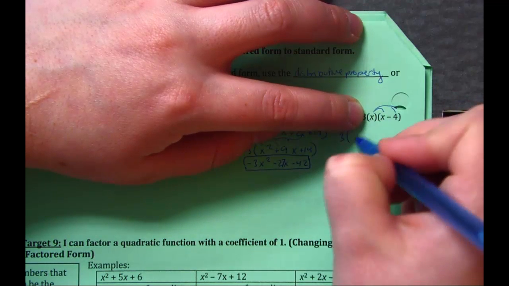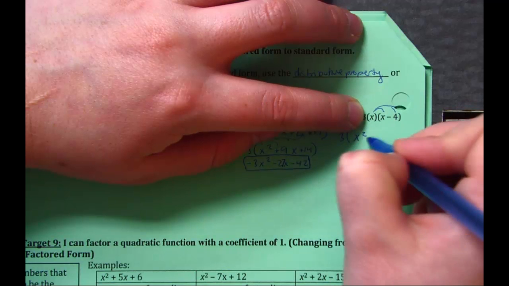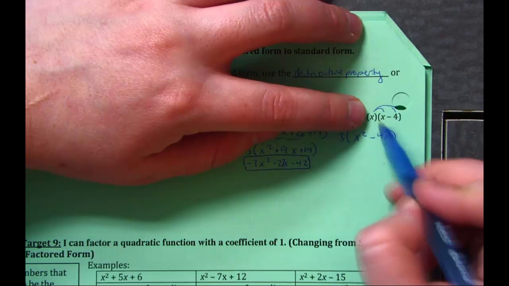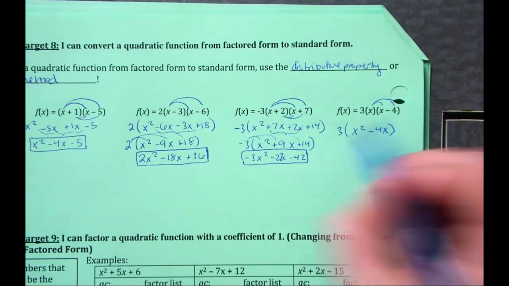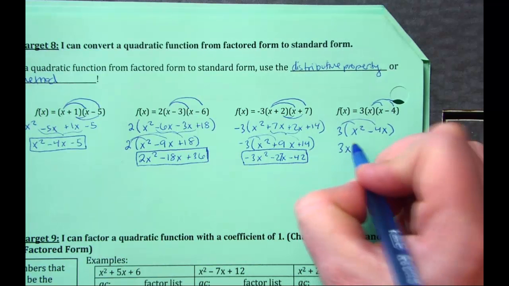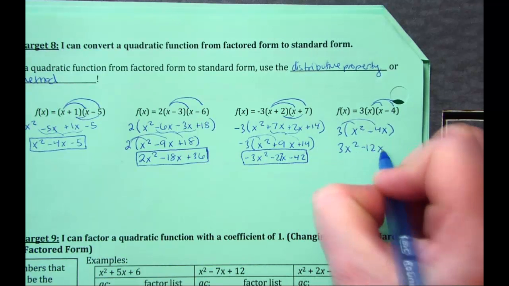So x times x is x squared, and x times negative 4 is negative 4x. And there is no second number over here to multiply by. So we're just going to leave it like that, except we just have to multiply the 3 through. So we have 3x squared minus 12x.